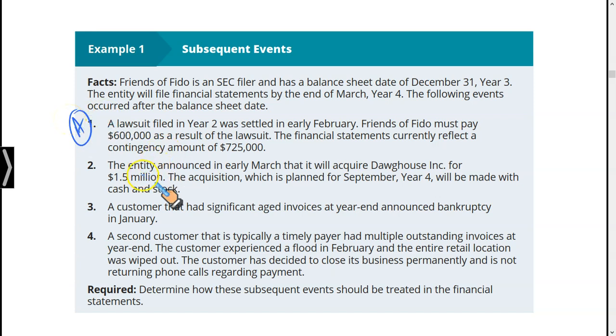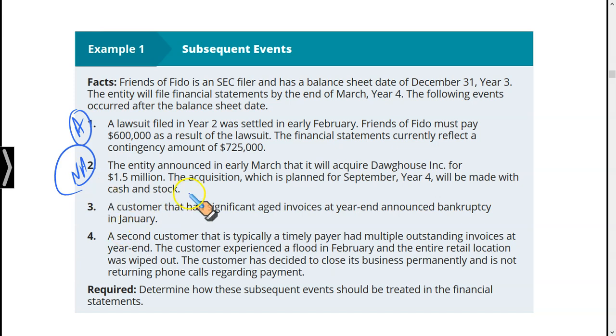Second, the entity announced in early March that it will acquire Doghouse Incorporated for $1.5 million. It occurred in March after the balance sheet date, and no such condition existed on the balance sheet date, so non-adjusting. The acquisition, which is planned for September year 4, will be made with cash and stock. See, the planned acquisition is taking place after the balance sheet date. It is not finalized by December 31st. Since the acquisition is not yet finalized on the balance sheet date, it's a non-adjusting event or non-recognized subsequent event.